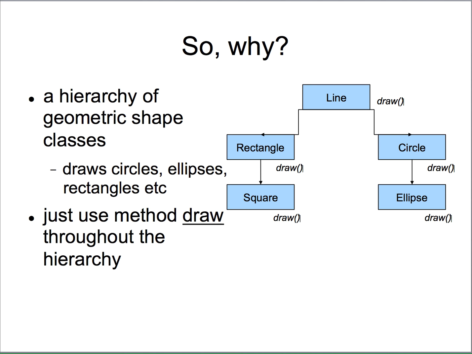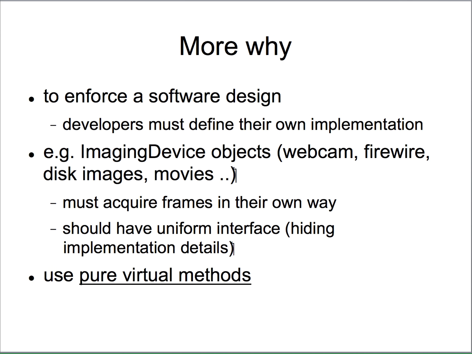Whereas in the circle and ellipse, we're really not drawing lines. There's no lines involved, so the drawing mechanism may be very different. But philosophically, the concept of draw is the same regardless of which of these shapes we may be drawing. Okay? This also may help us enforce a software design.